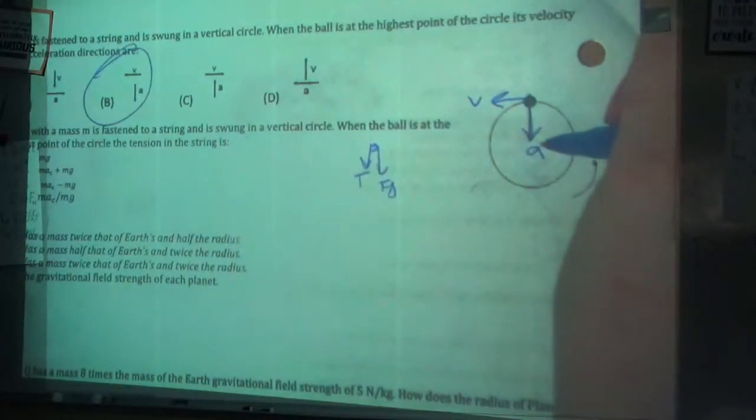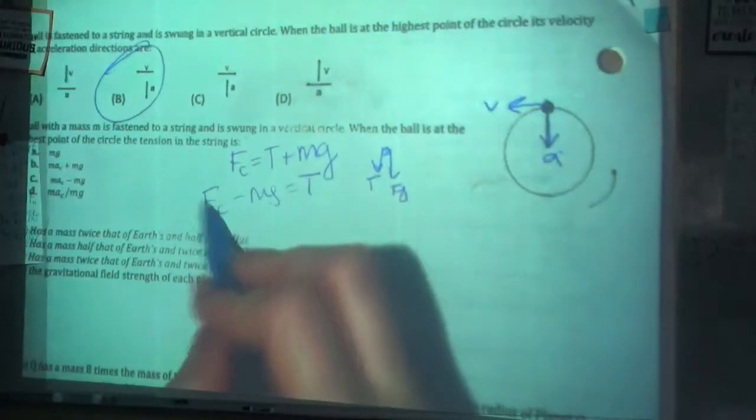At the top, it says it's going around counterclockwise like this, so your velocity would be going to the left, and your acceleration always has to point straight into the center, which in this case is down, so B. At the highest point, it feels the force of gravity and it feels tension, and that's what's causing this centripetal acceleration. So the centripetal force is just tension plus the force of gravity. I'm looking for tension, so that's Fc minus mg.